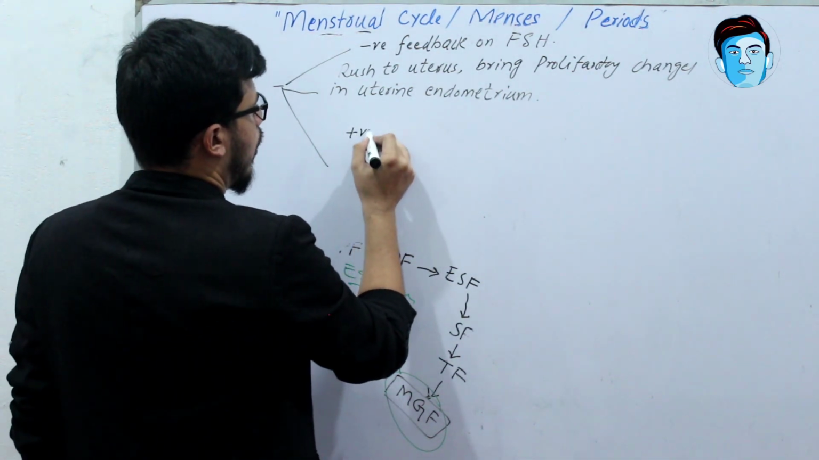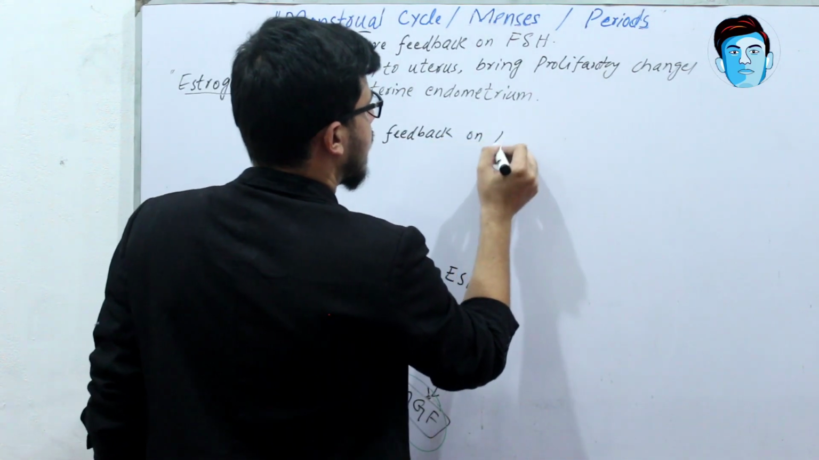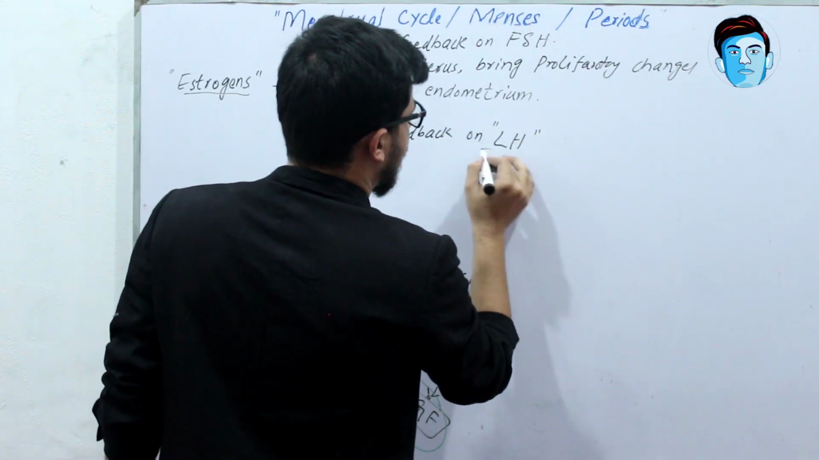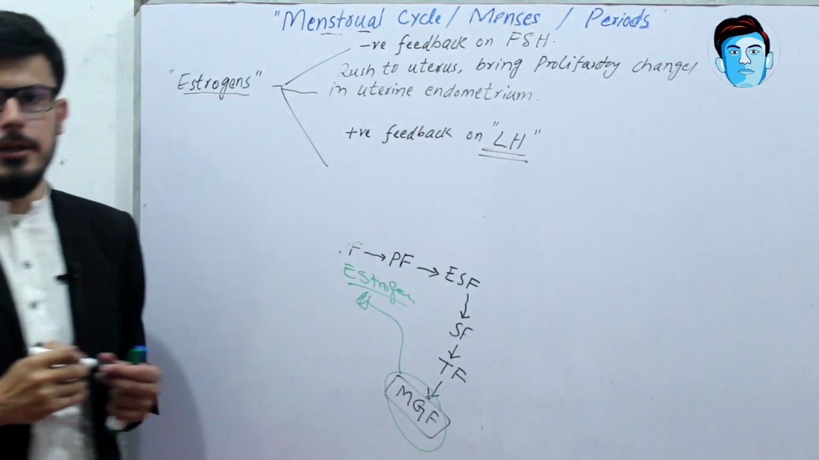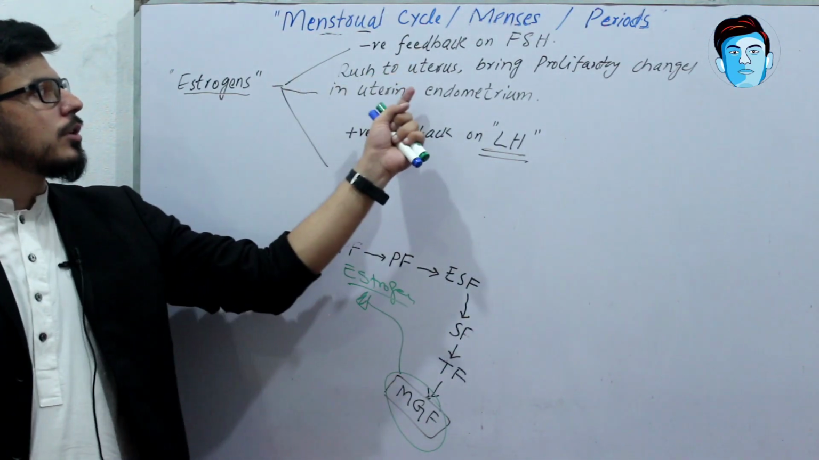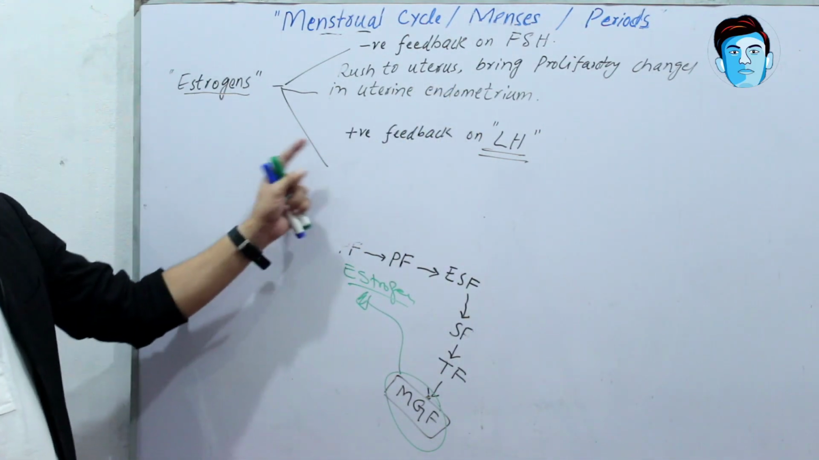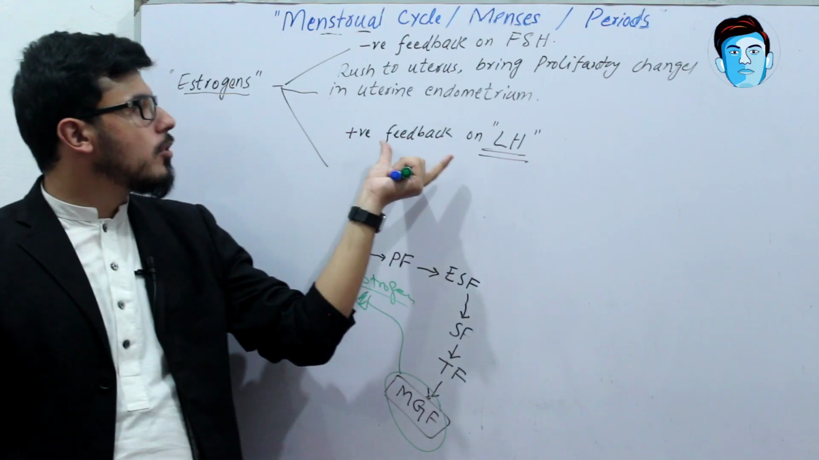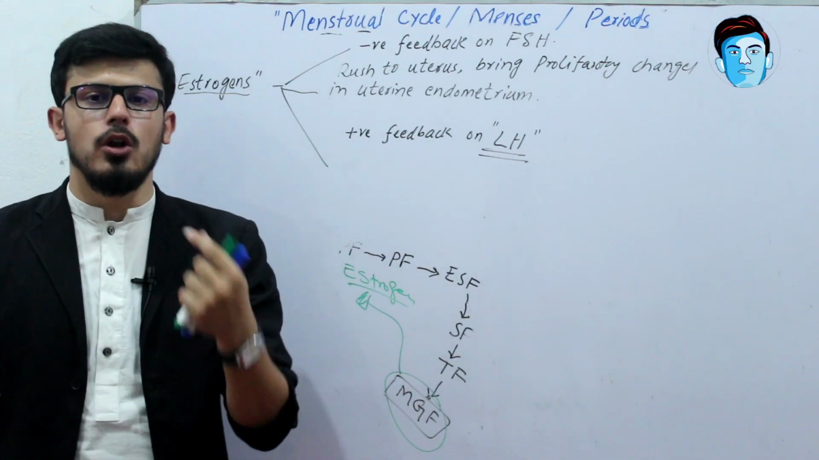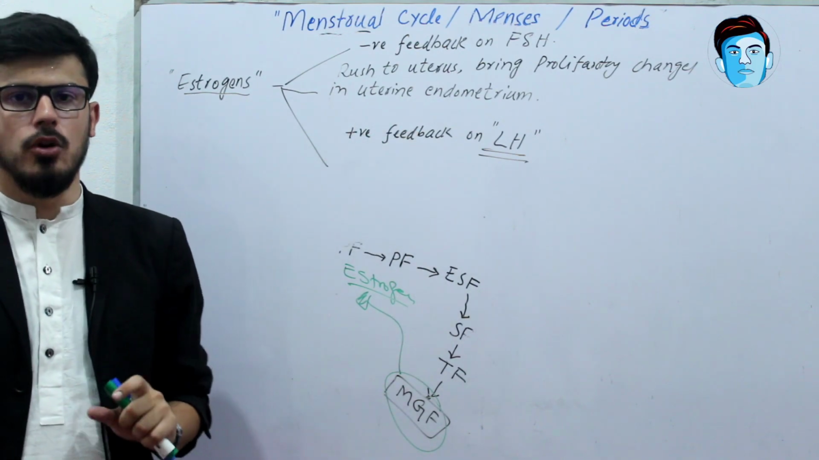While the third, one of the most important functions of the estrogen, is that it has a positive feedback on LH. So it has a negative feedback on FSH, it rushes to the uterus and brings proliferatory changes in the uterine endometrium, while the most important function is that it has a positive feedback on LH, that is luteinizing hormone. It means that it stimulates the luteinizing hormone.